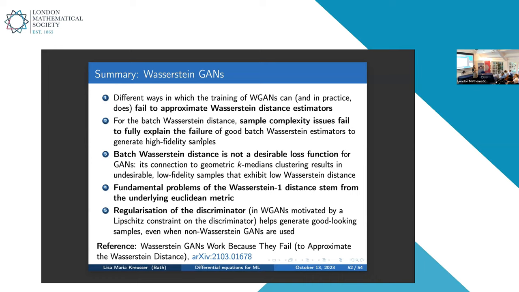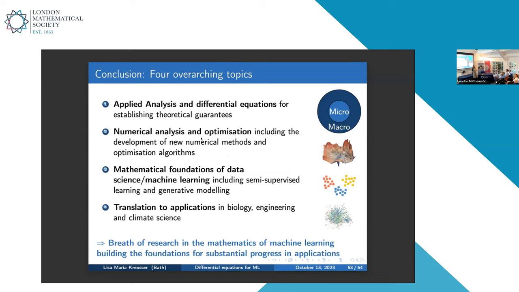And one can also look at other aspects like regularization, but this also didn't seem to be making too many differences. So just to wrap up, I hope I could show you that quite different areas of mathematics, including applied analysis and differential equations, numerical analysis and optimization, can be quite helpful for understanding data science and machine learning problems. And in fact, once we develop the underlying mathematics for that, we can also explore the translation to applications such as in biology and climate science.